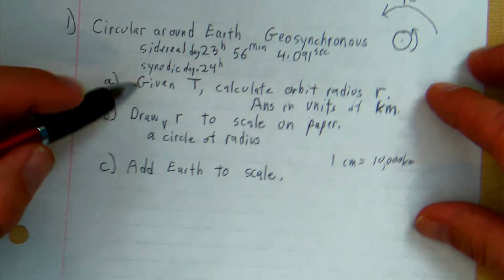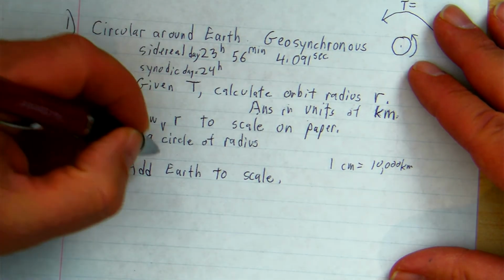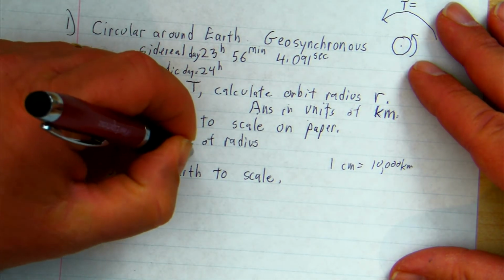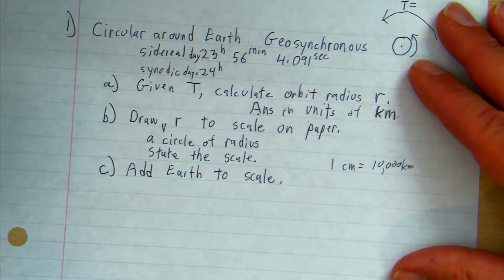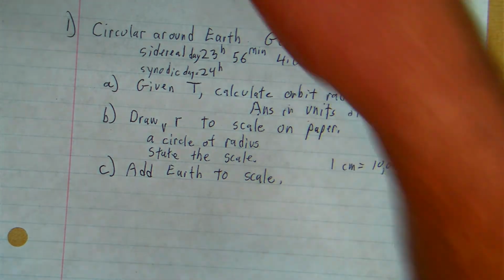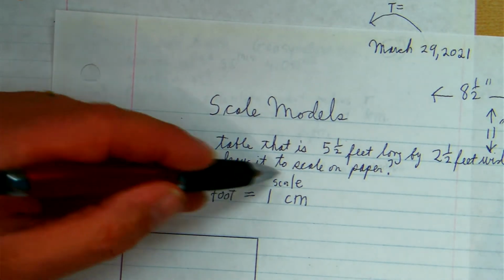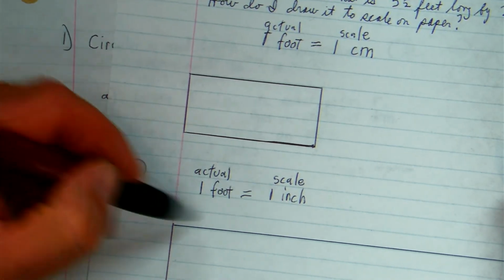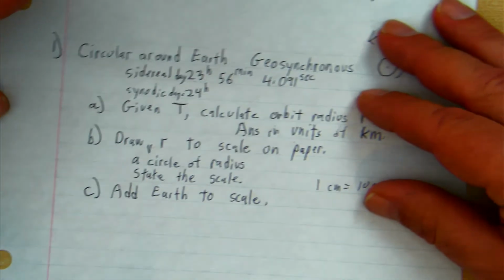Okay, so you'll need to answer part A in units of kilometers, state the scale that you select for doing your drawing. I had to do that here. I said, actual this is that to scale. Actual here is that to scale. I need to see this for part B. Part C, add the Earth to the same scale.